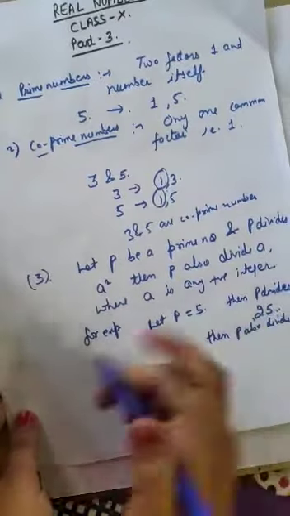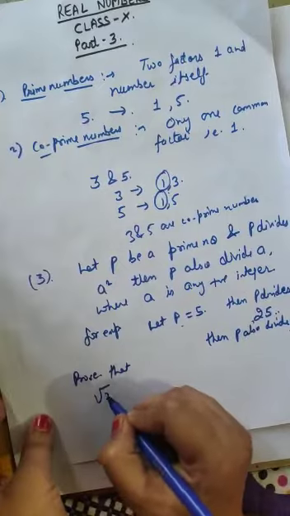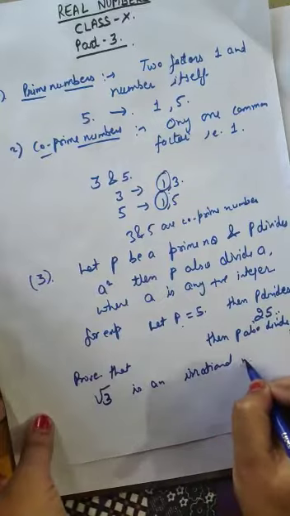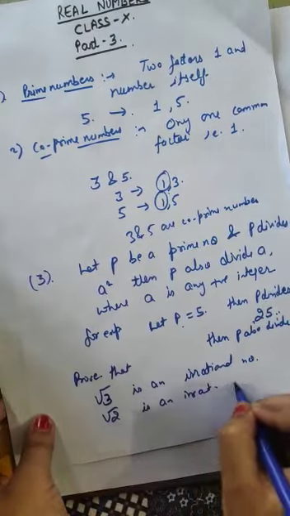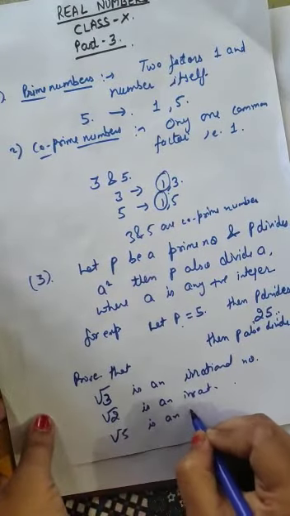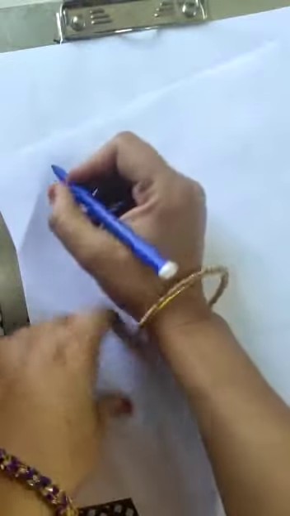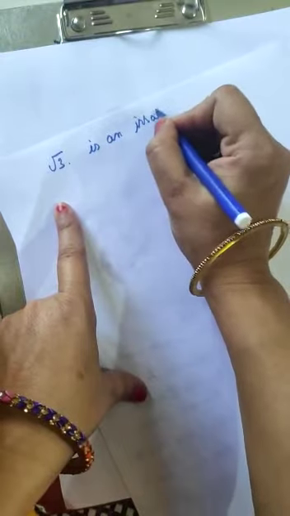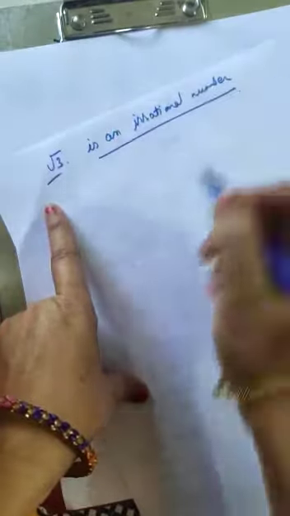Now there is an important question: prove that square root 3 is an irrational number. The question may be asked as square root 2 is an irrational number, or square root 5 is an irrational number. All these three questions are most important questions. So let us solve any one of them. Let us prove square root 3 is an irrational number. And to prove this, we use the method of contradiction.